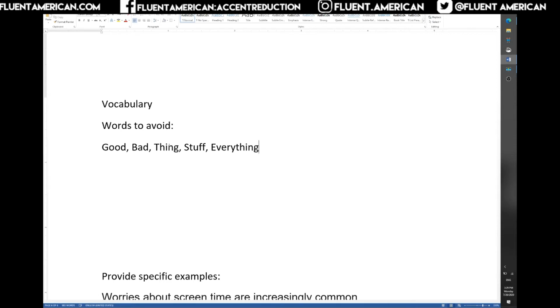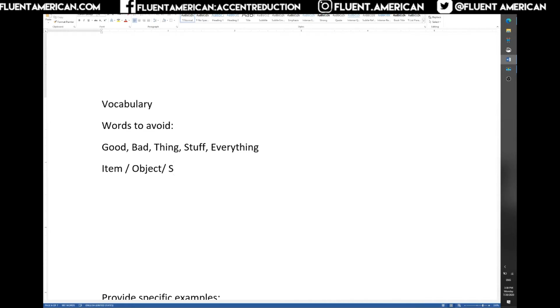If you're trying to replace words like thing or stuff, you could say item or object. Depending on the situation, you could say things like case. These are all just some general other pronouns. If you're trying to replace people, you could say things like individual or a person. Again, trying to avoid using words like thing and stuff.